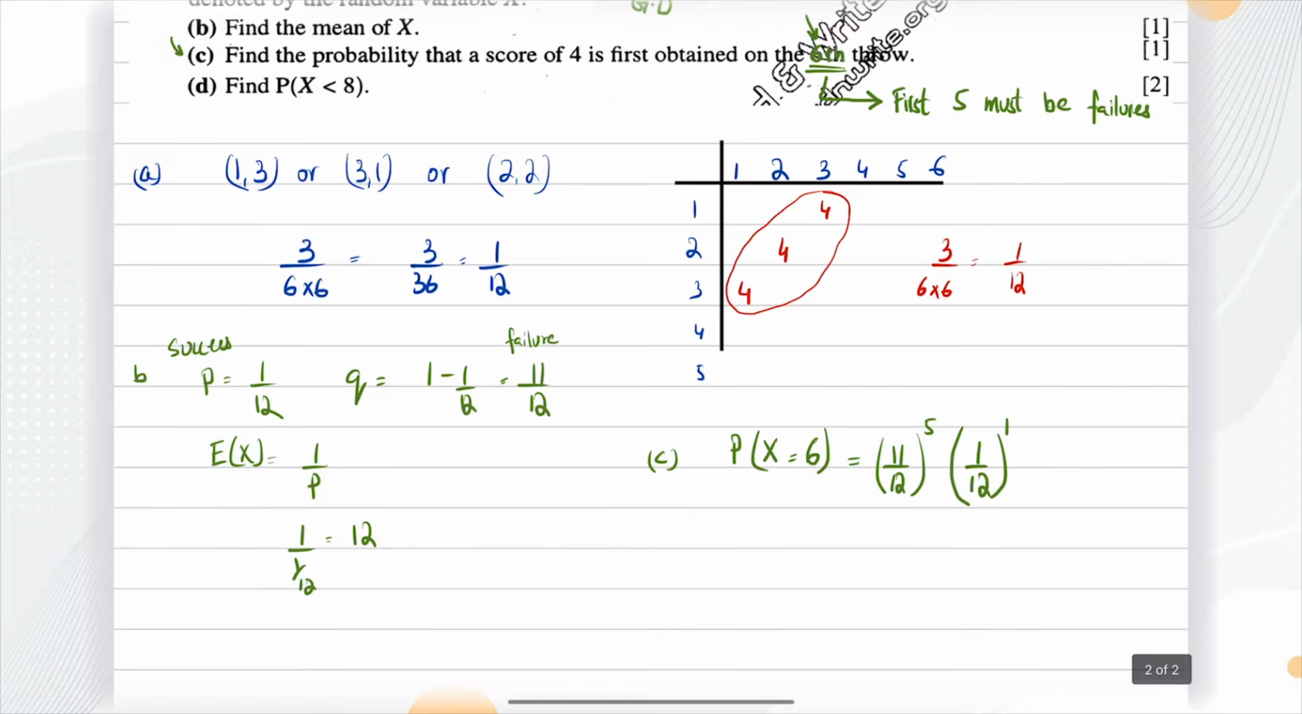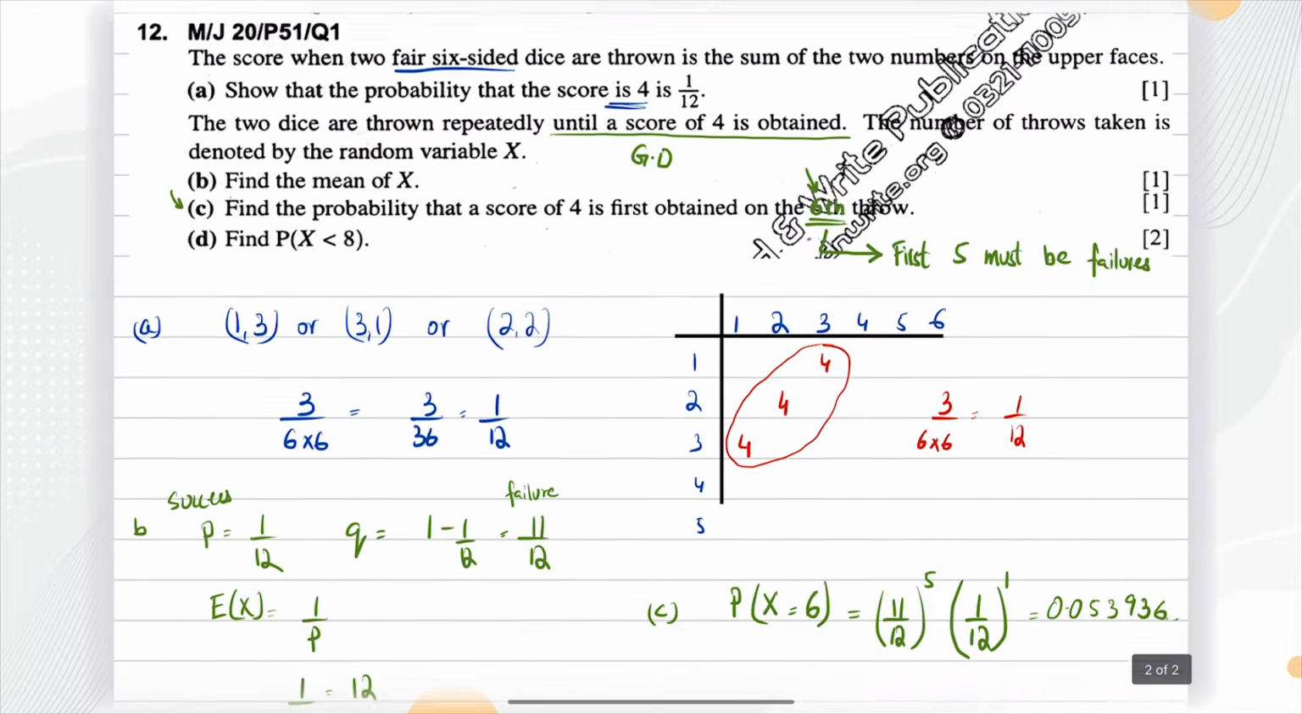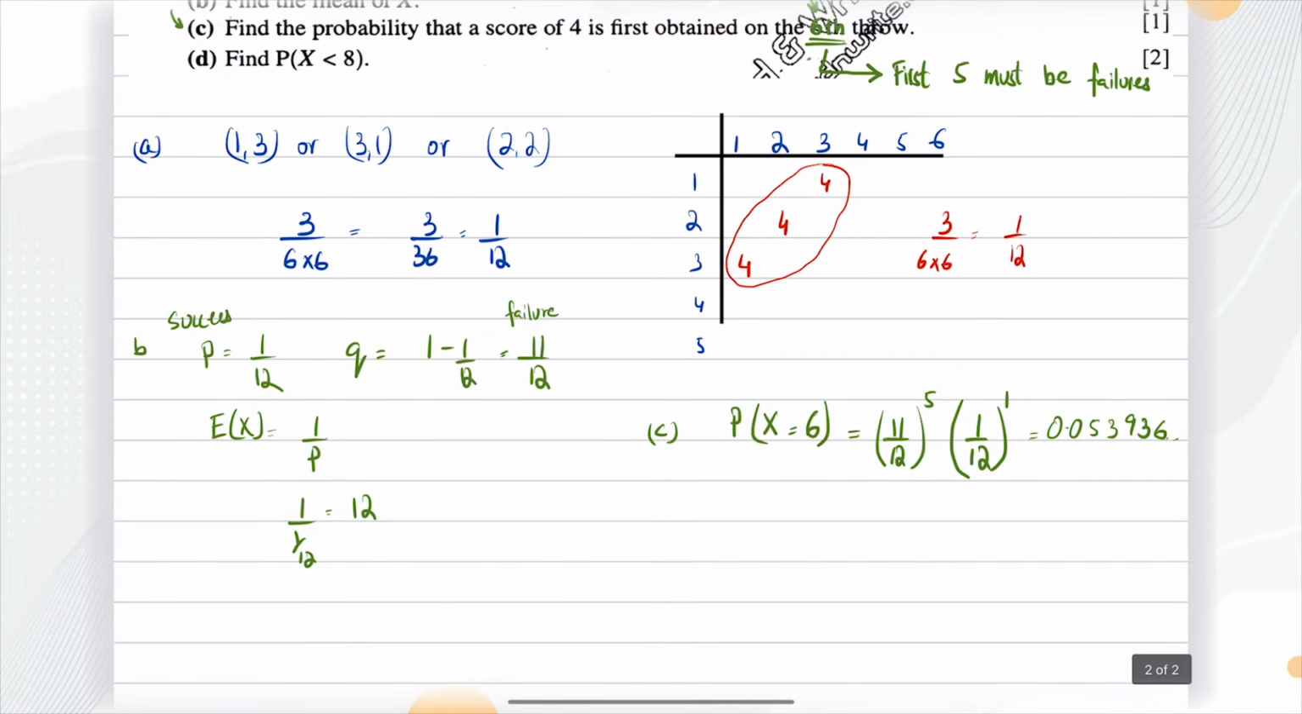That's your answer. Okay, I mean, obviously we'll calculate this. We're not going to leave it over here. So 11/12, let's close the bracket, raise it to the power of 5. Let's see, what do we get? Into 1/12. So we get 0.0539. Okay, correct to 3 significant figures. Although you can write more than 3 significant figures as well, it's no harm. But yeah, this is what you get. Okay, any questions so far? Although we're not done with the question, but still, if you have any questions, feel free to ask.